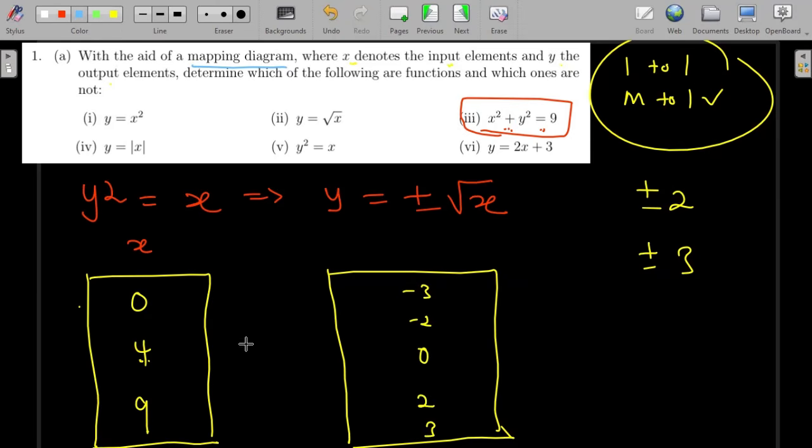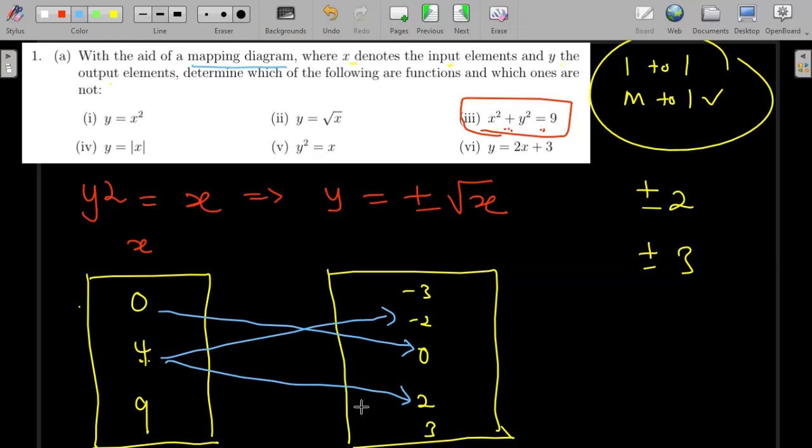So now I can draw my mapping. This 0 goes to the 0. The 4 goes to the minus 2 and the positive 2. We see that this one already defies the law of a function because it's one input having two different outputs. The 9 will go to minus 3 and to 3. Even this one defies it. So we see that this one won't be a function, so we say no based on the mapping.